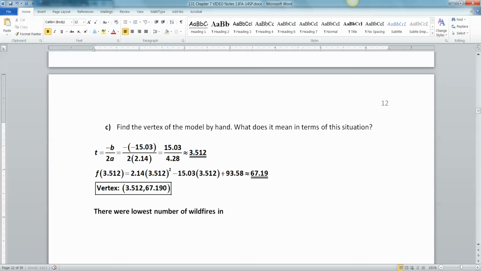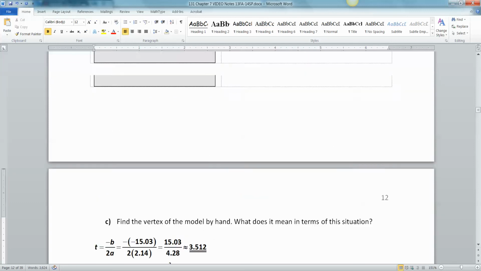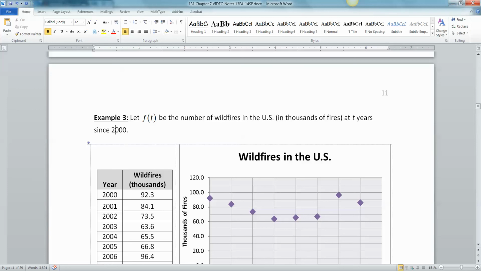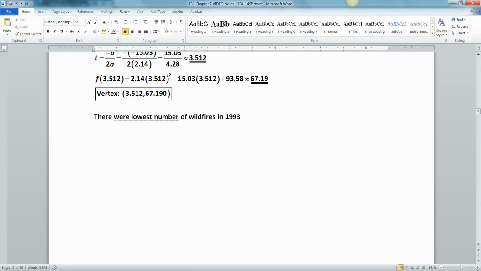And in 1993, wasn't 1990 our starter year? Oops, 2000 was our starter year, sorry. 2003, with only 67.19 thousand, which if you want to think about it would be 67,190, more or less, right? There we go. All right, we're done with that problem.